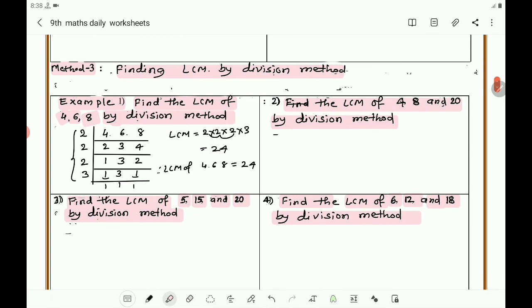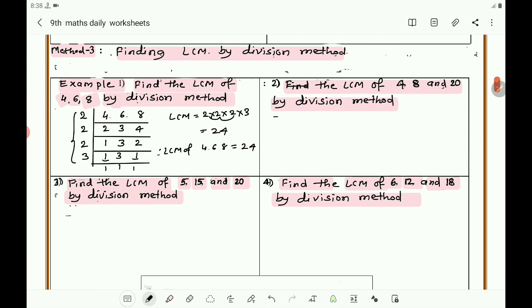Here try to divide by 2 if any numbers are divisible by 2. Next you try to divide by 3, 5, like this way. Then the product of all prime factors you got becomes the LCM of the given numbers. Here 4, 8, 20 are there. Here 5, 15, 20 are there. Here 6, 12, 18 are there. Use this method. That is the method of finding the LCM by division method.